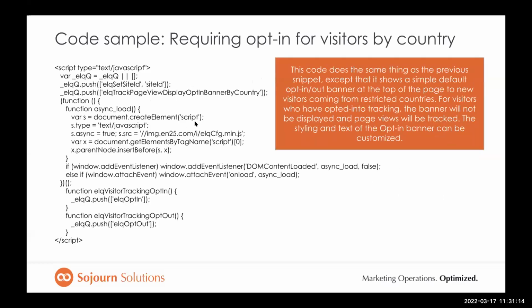This one does the same thing as the previous, except it shows a sample default opt-in, opt-out banner that would appear at the top of the page. So, you know, if you visit a new website right now and you haven't opted in or out for their cookies, you would see that little pop-up. It's the same kind of thing that this code is going to help configure, and you can customize it. Of course, this is just an example.